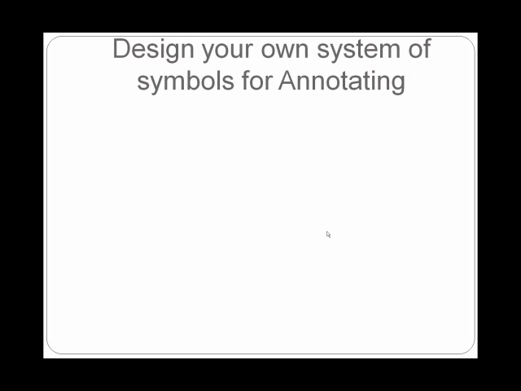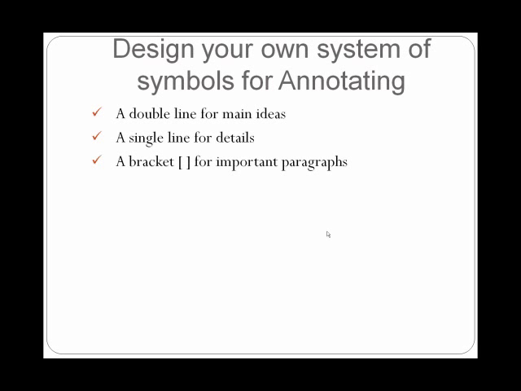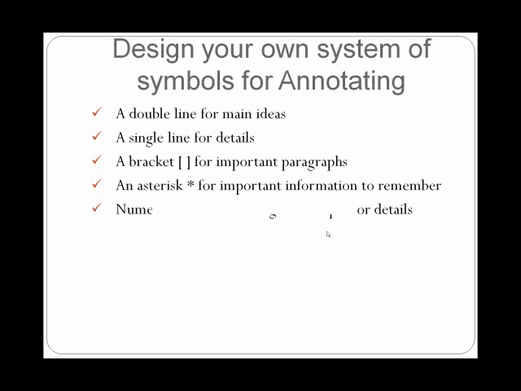Design your own system of symbols for annotation. Some ideas are a double line for main ideas, a single line for details, a bracket for important paragraphs, an asterisk for important information to remember or a good test question, numerals to show a listing of examples or details.